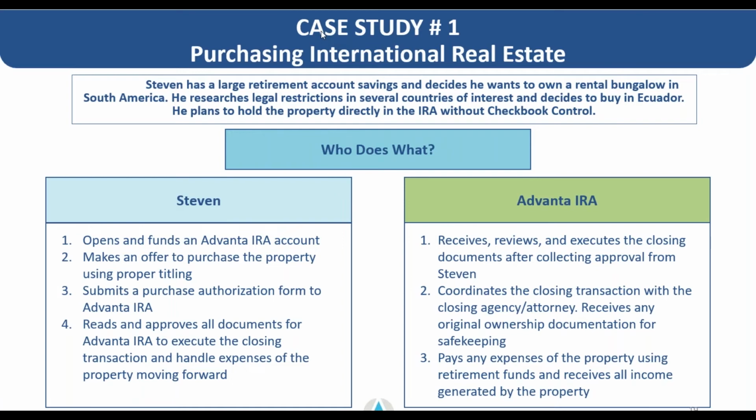Just for your reference and clarification, I did look up if Ecuador will allow US-based entities to own real estate, and it is allowable. So in this case, Stephen, i.e. myself, has done some due diligence, and I have Stephen deciding to hold the property in the IRA without checkbook control. So what Stephen does is he opens and funds an account with Advanta. He makes an offer to purchase the property using proper titling, which is something he would collect from Advanta, from his client account manager. For your reference as the viewer here, it'll be pretty much Advanta IRA for the benefit of Stephen's first and last name, and then his account number.